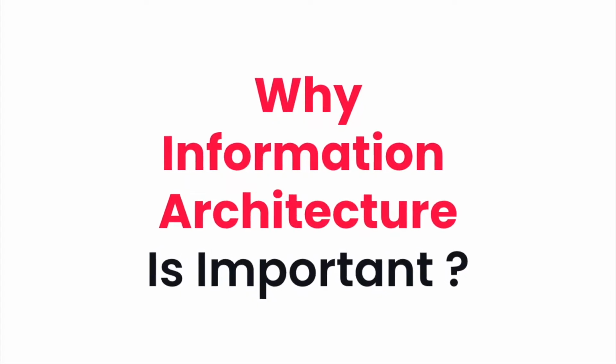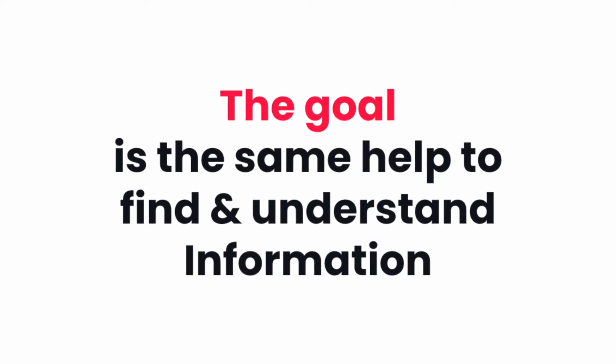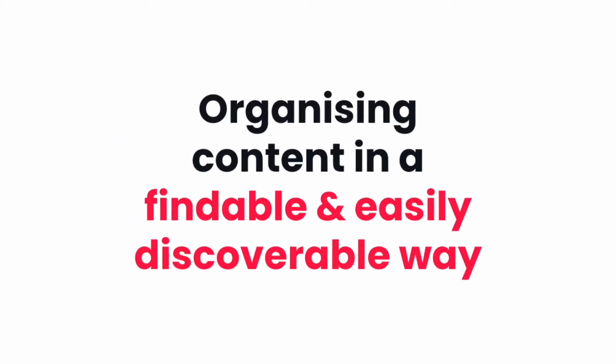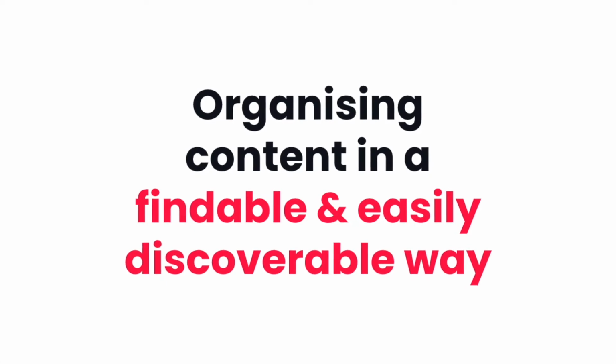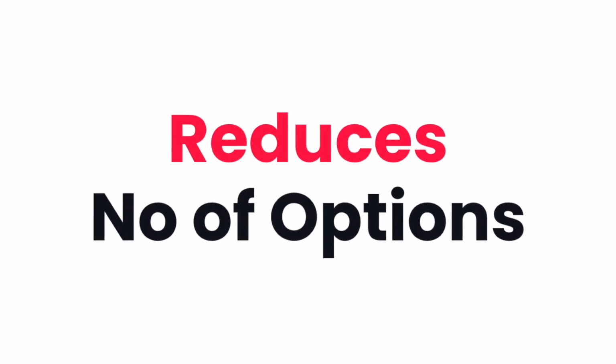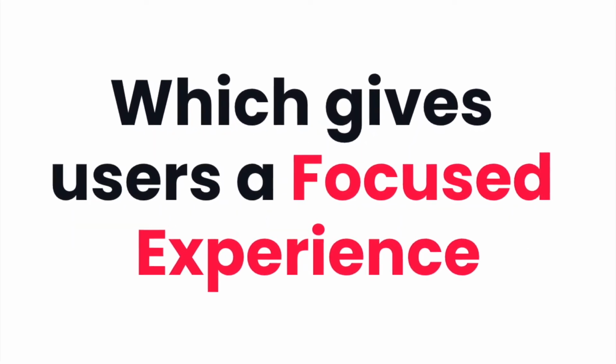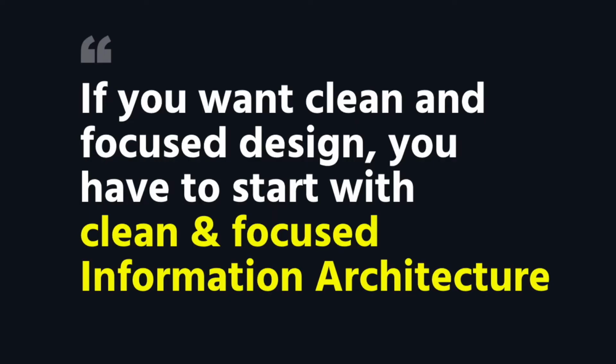Why is information architecture important? The goal is the same: help to find and understand information. Organizing content in a findable and easily discoverable way reduces distraction and reduces the number of options, which gives the user a focused experience. If you want a clean and focused design, you have to start with a clean and focused information architecture.